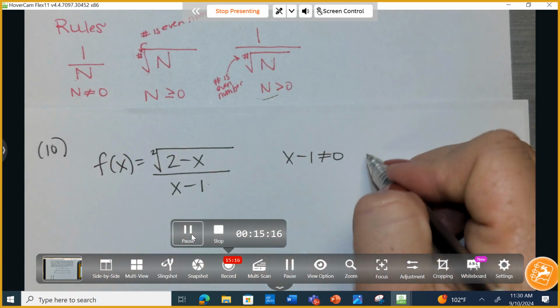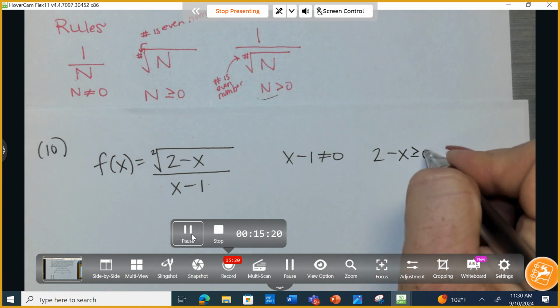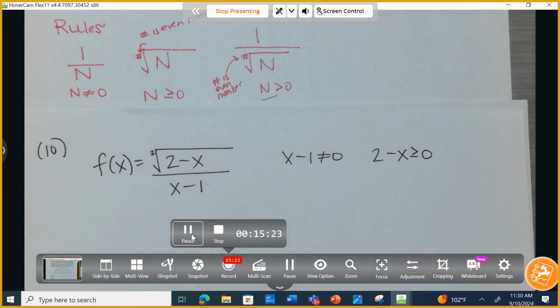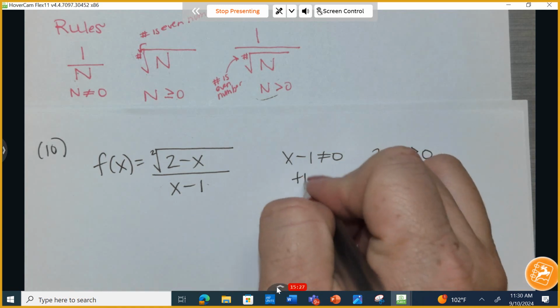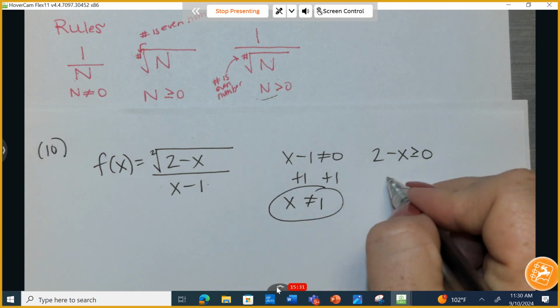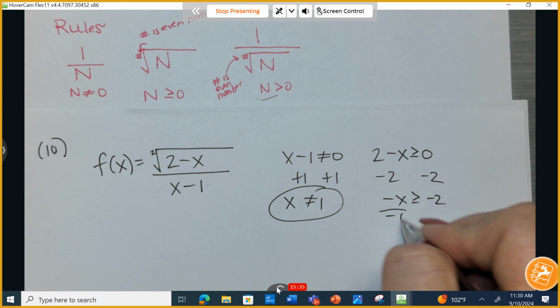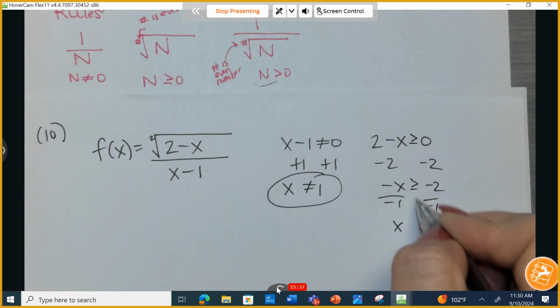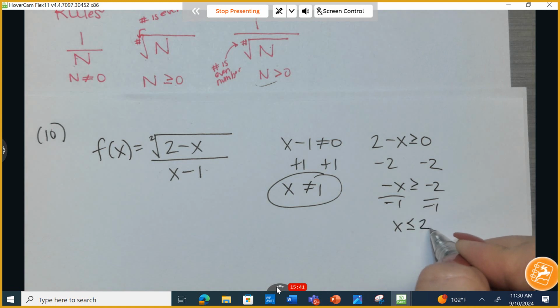It has to be greater than or equal to 0. So 2 minus x has to be greater than or equal to 0. Okay, now I'm going to go about here in solving. I'm going to add 1, x cannot equal 1. I'm going to subtract 2, and then divide by the negative 1. X, oh, you got to remember to flip this inequality symbol, has to be less than or equal to 2.